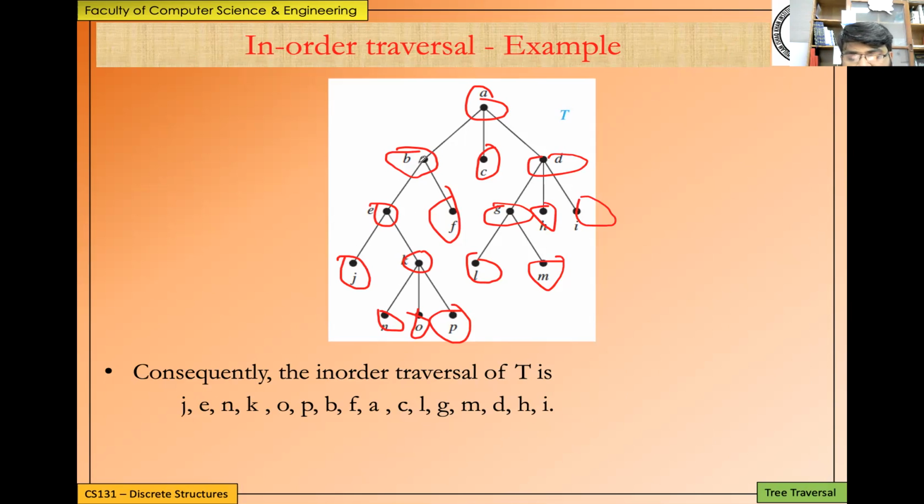And then it goes back, prints B, then F. Then it goes back, prints A, then C, then goes to left subchild of B, left subchild of G, which is L, L, G, M, then D, then H and I as its final solution. So this is again something that is in order, in the sense that it first needs to go to the leftmost subchild, prints that one, and once it is there, then prints the values, and then the right children, whatever many right children there are.